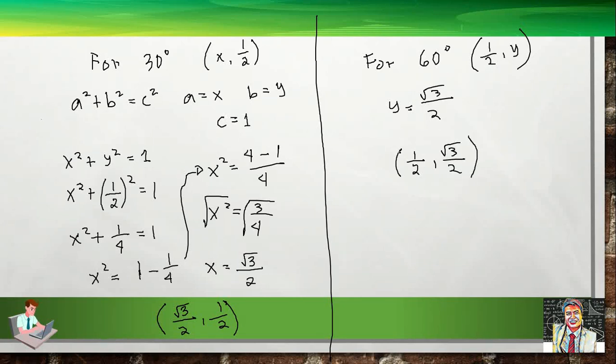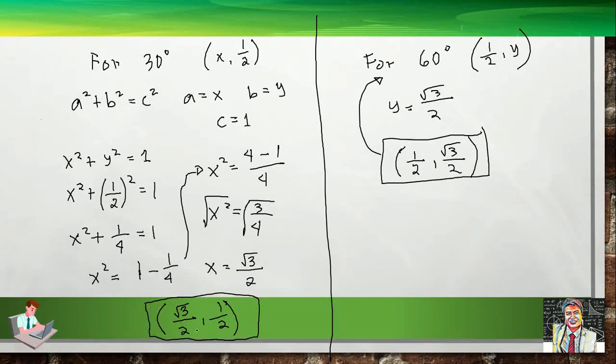Yan. So, yun yung mga coordinates nila. For 60 degrees, ito yun. That is 1 half and square root of 3 over 2. For 30 degrees, that is square root of 3 over 2 and 1 half.